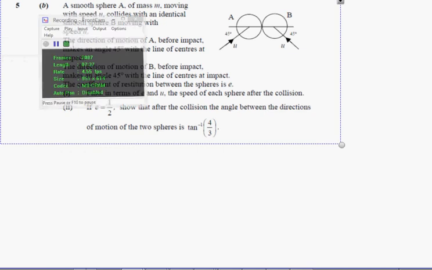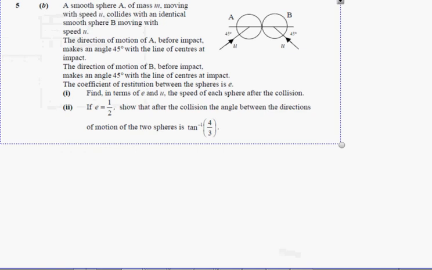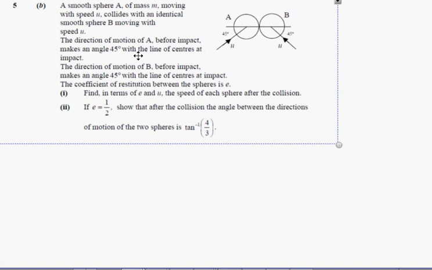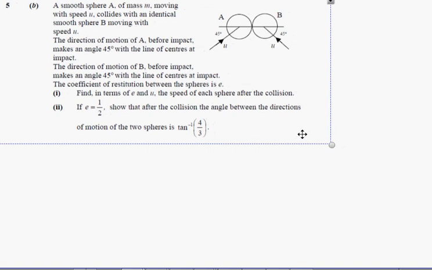Okay, a smooth sphere A of mass m moving with speed u collides with an identical smooth sphere B moving with speed u. The direction of the motion of A before impact makes an angle of 45 degrees with the line of centers of impact. The direction of motion of B before impact makes an angle of 45 degrees with the line of centers. The coefficient of restitution between the spheres is E. Find, in terms of E and u, the speed of each sphere after the collision.